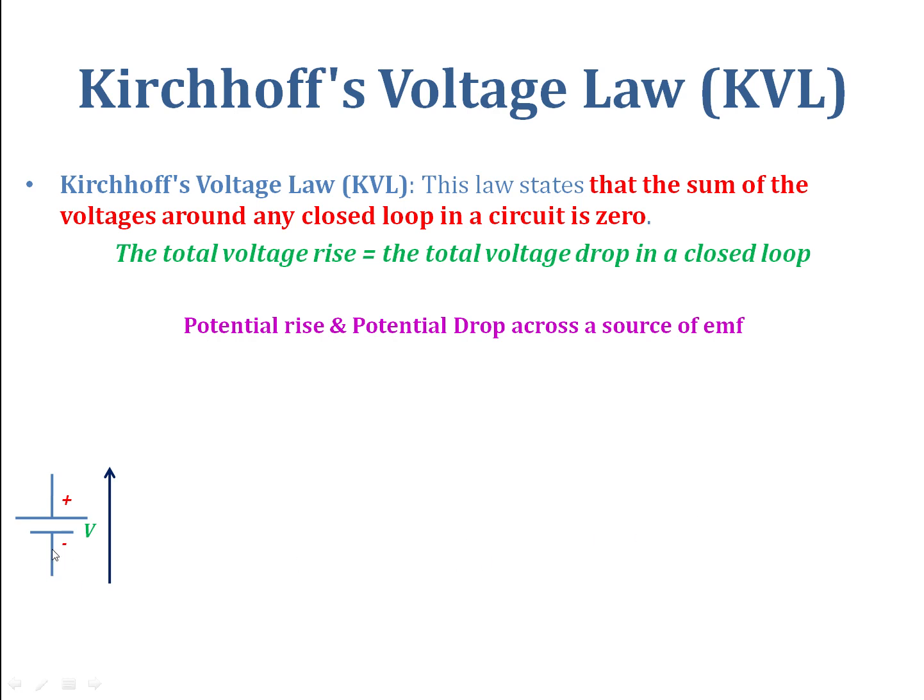sources of EMF. So here we have a source of EMF. This source could be a battery which has an EMF of V volts. So a DC power supply will have polarity. This arrowhead indicates the direction of traverse. So when the direction of traverse is from negative marked terminal towards positive marked terminal through a battery or through a source of EMF, then the EMF will be treated as a potential rise.